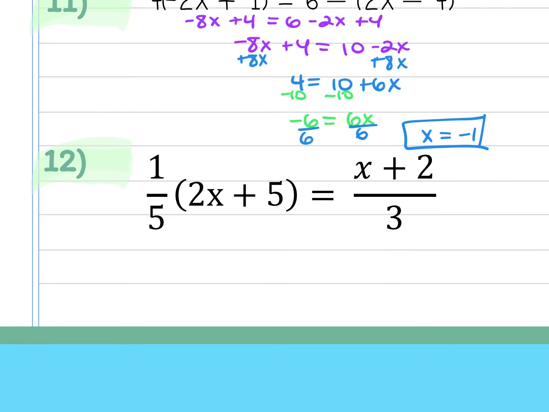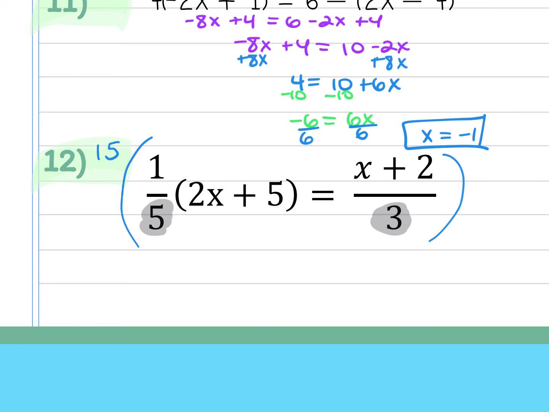12 is the first one that's got fractions in it. So you actually have options here. You could distribute that 1/5 and deal with the fractions along the way. Or my advice is multiply by the least common denominator and get rid of that fraction right away. So identify all the denominators in the entire equation. There's a 5 and a 3. What would be the least common multiple of 5 and 3? 15. So I'm going to multiply my whole equation by 15.